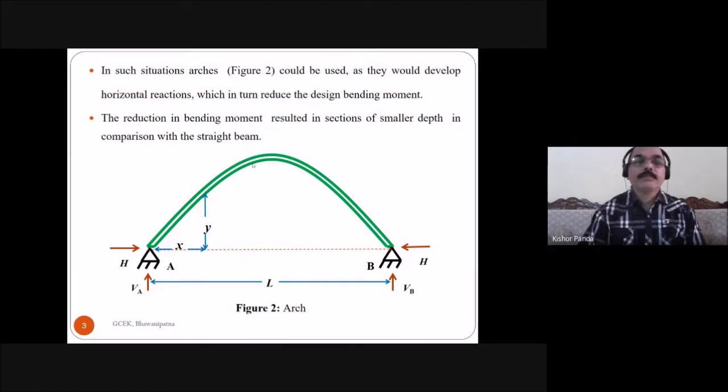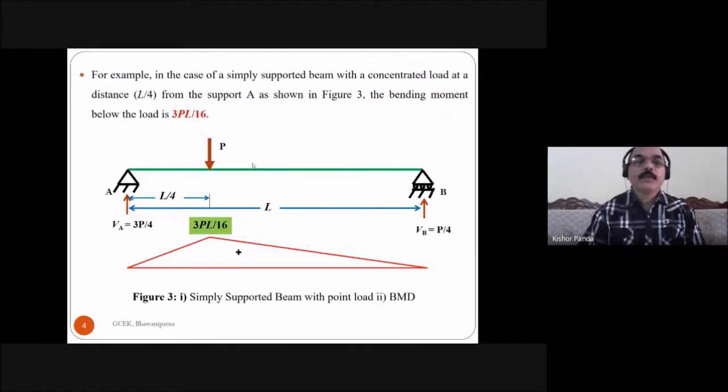Look at this figure. Here you see a simply supported beam, and the load is present at a distance L by 4 from the support A. So due to this load, what is the reaction at the end A? This is 3P by 4 at A, and what is the reaction at the end B? Vb is equal to P by 4. You know that is how to find the reactions.